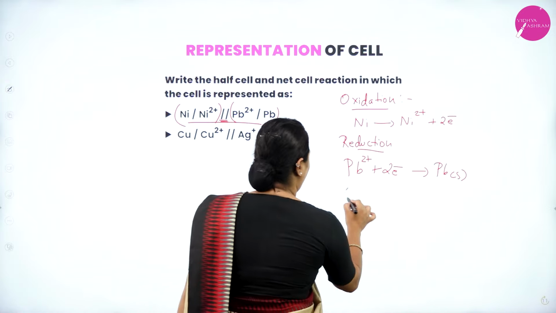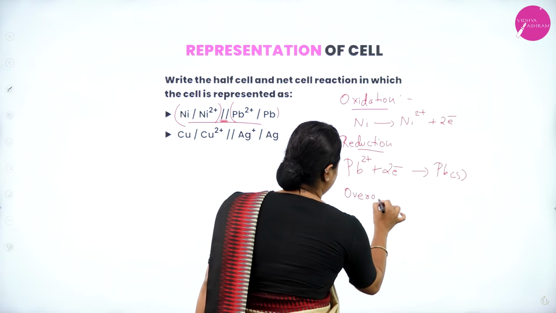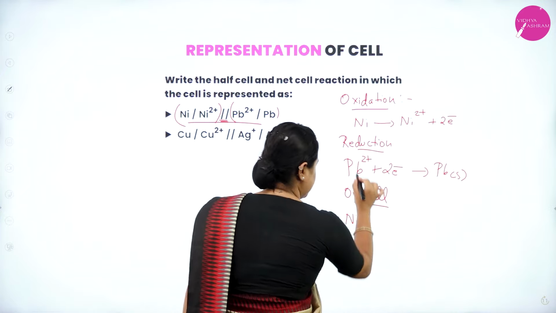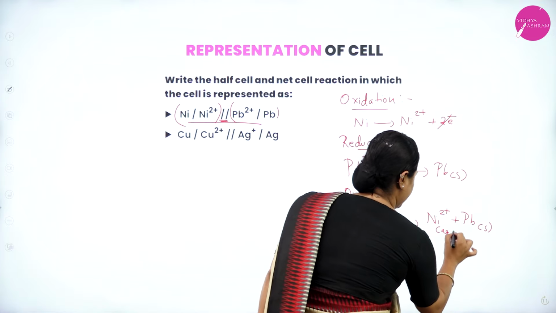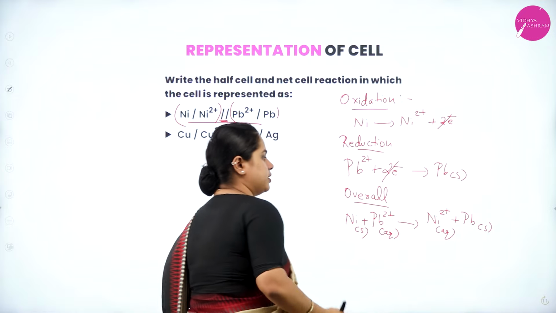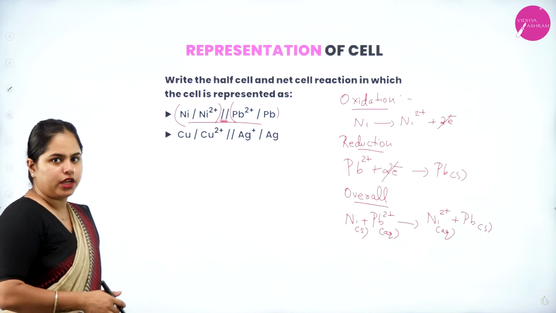So what will be your overall reaction then? Overall reaction together, that is nickel plus Pb2+ gives, what happens to these 2 electrons? They will get cancelled, right? So you will have nickel 2+ and lead in the solid. So this will be in the aqueous state, right? Nickel 2+ in the aqueous state, lead in the solid state and nickel in the solid state. So this is the overall reaction. I hope it is clear.